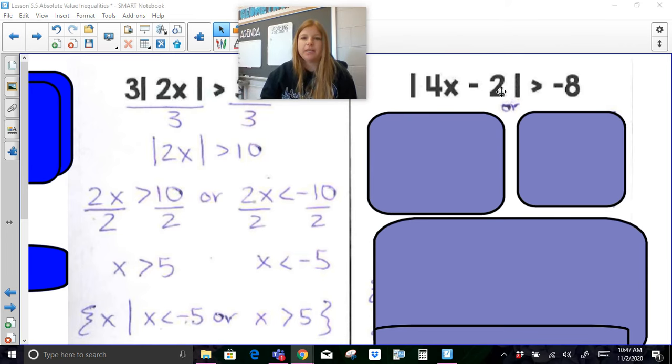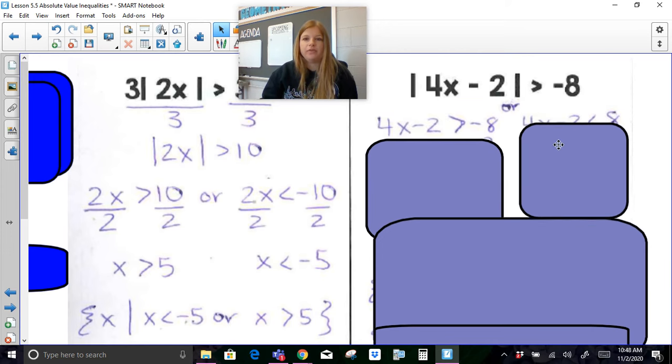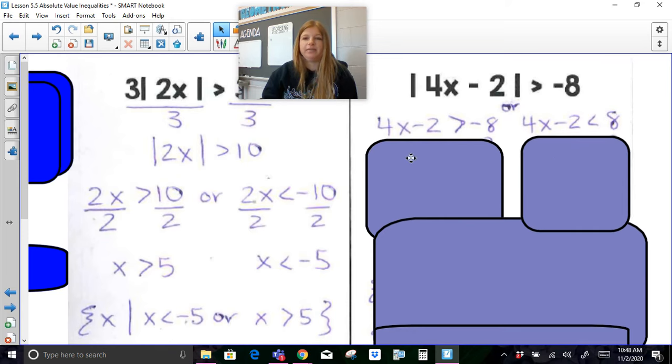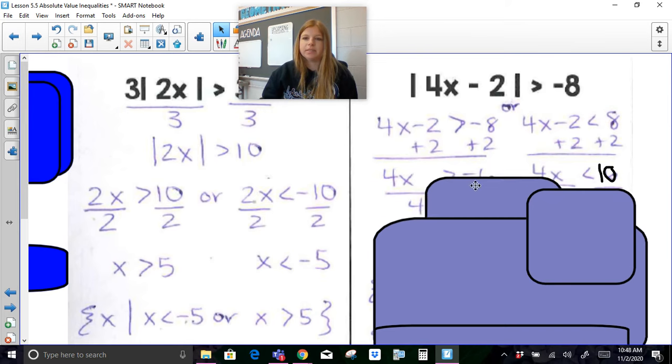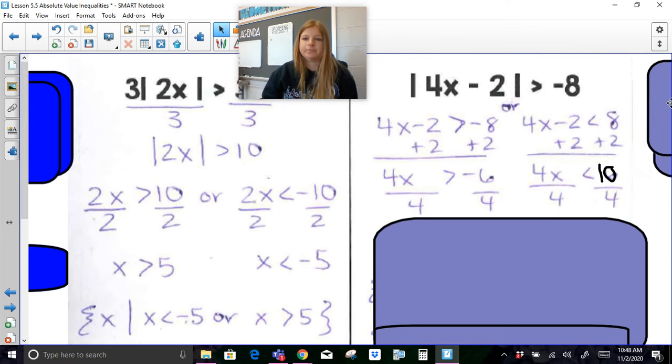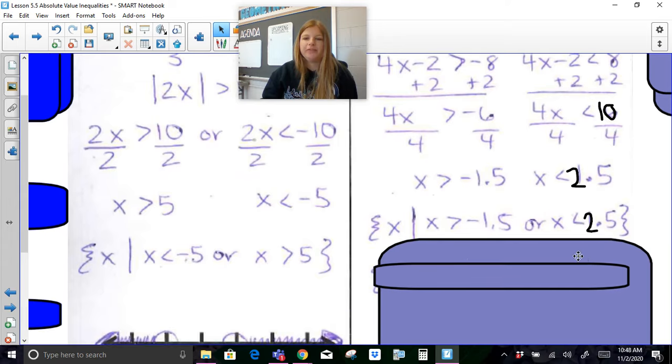Okay, now look at this. Absolute value of 4x minus 2 is greater than -8. Now the absolute value of anything we always know is positive. Any positive number in the world is going to be greater than -8. Do we agree? So let's see what actually happens here. We have 4x minus 2 is greater than -8, or 4x minus 2 is less than +8. Add 2 on both sides. Divide both sides by 4. We have x is greater than -1.5 or x is less than 2.5.